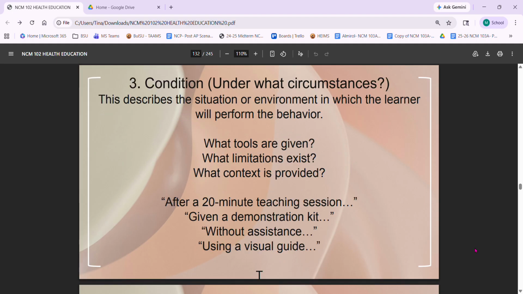Now, when you say C, tapos na tayo sa B, let's go to C. Under what circumstance or ano yung condition? This describes the situation or environment in which the learner will perform the behavior. Anong tool are given? Ano yung limitation na nag-exist? What context is provided? Okay, so let's say after 20 minutes of teaching session, given a demonstration kit without assistance using a visual guide, it describes the situation or the environment in which the learner will perform the behavior.